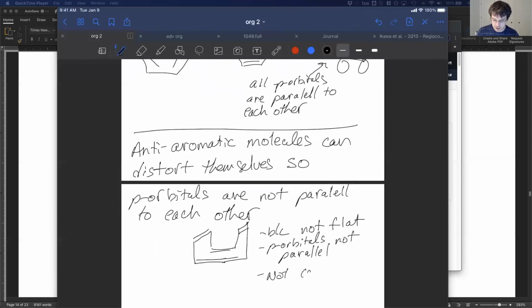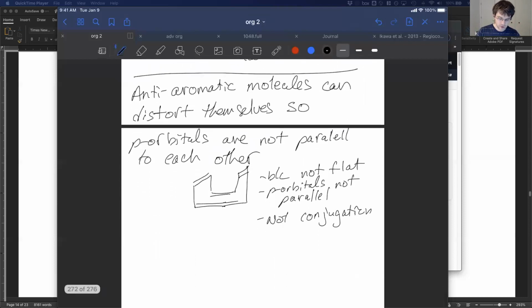And conjugation is the critical piece here. To get everything parallel, we have to be flat. So maybe a better descriptor would be all of the p orbitals are parallel, but it's a little bit easier to tell if a molecule is flat or not. Okay. So we can distort by bending the geometry so the p orbitals are not overlapped with each other.